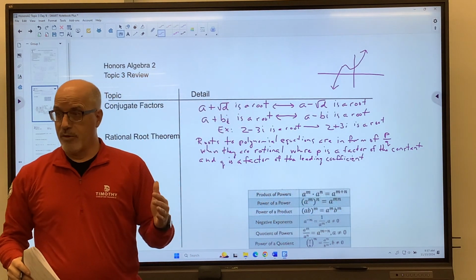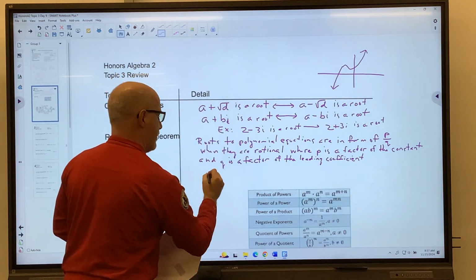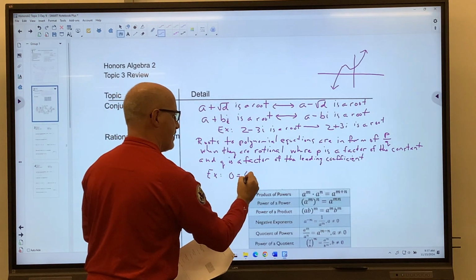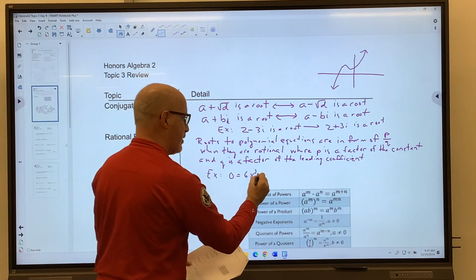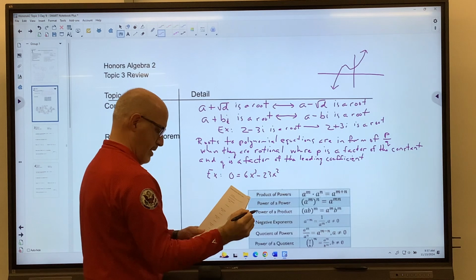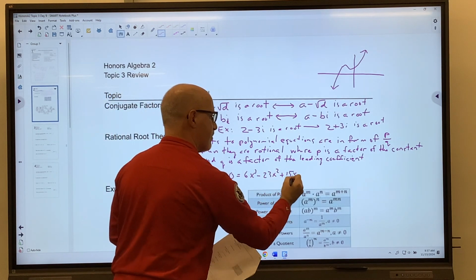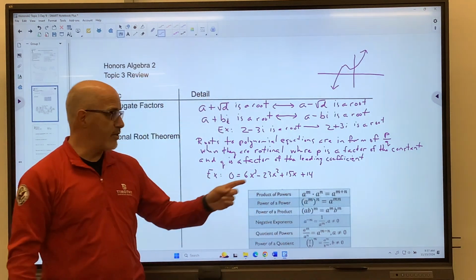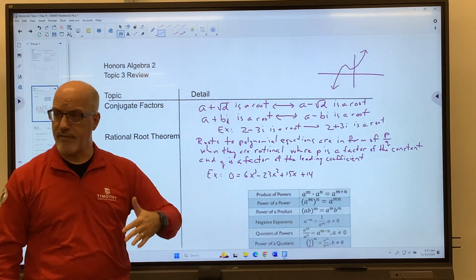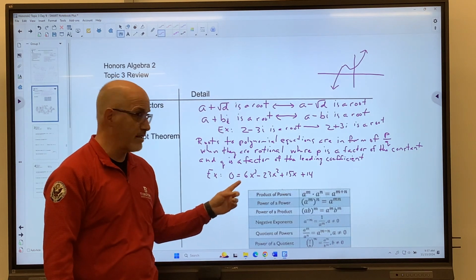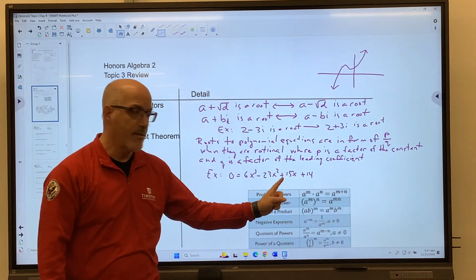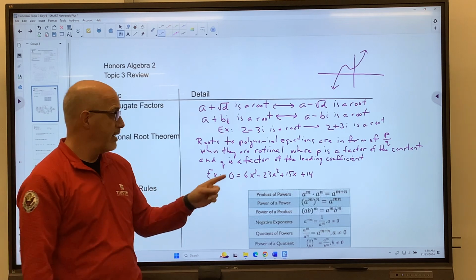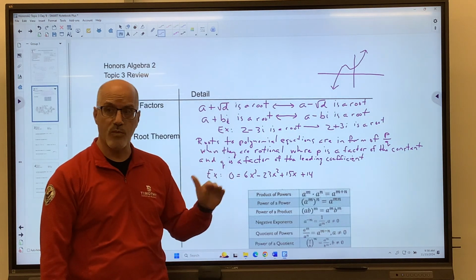Right, that's a lot of words, but basically what it means is if I've got a polynomial, here's an example: if we have a polynomial equation where 0 equals 6x cubed minus 23x squared plus 15x plus 14. Now, there are a lot of factors of 14 and 6. I'm not worried about these other ones right now. Just 14, the factors are 14, 1, 7, 2, and they're negatives, right? And then the factors of 6 are 2 and 3, 6 and 1, and they're negatives.